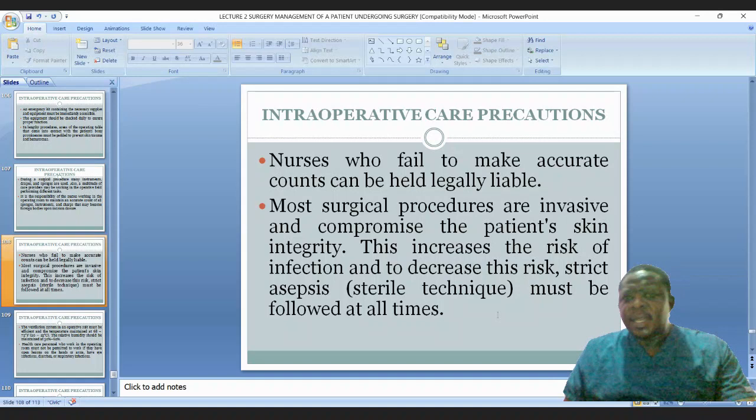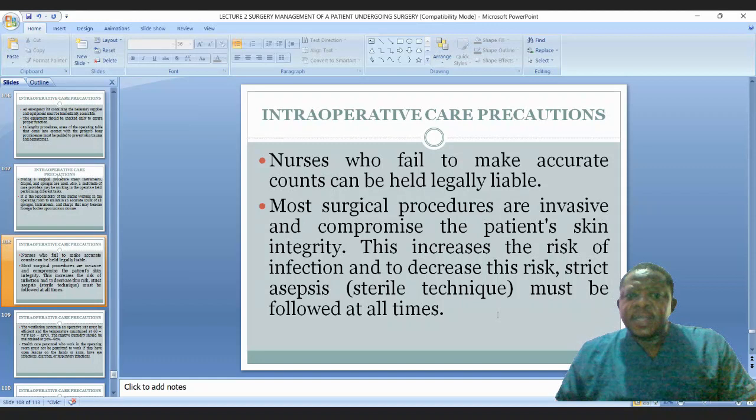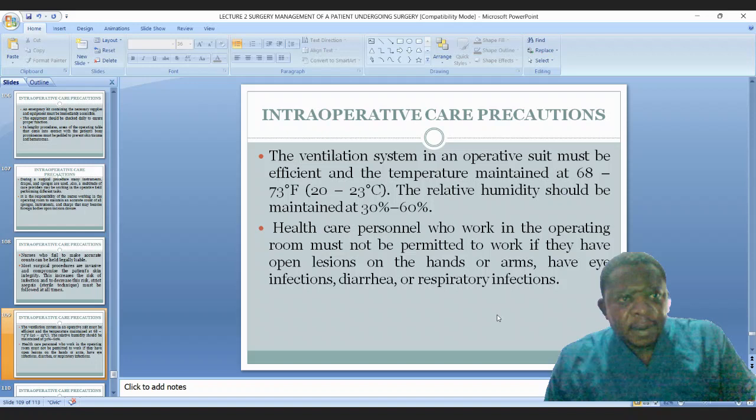Most surgical procedures are invasive and compromise the patient's skin integrity. This increases the risk of infection and disease. This means that the nurse should ensure that sterile techniques are observed throughout the procedure. Then the ventilation system in the operating suite must be efficient, with temperature maintained at 20 to 23 degrees, and relative humidity at 30 to 60%.